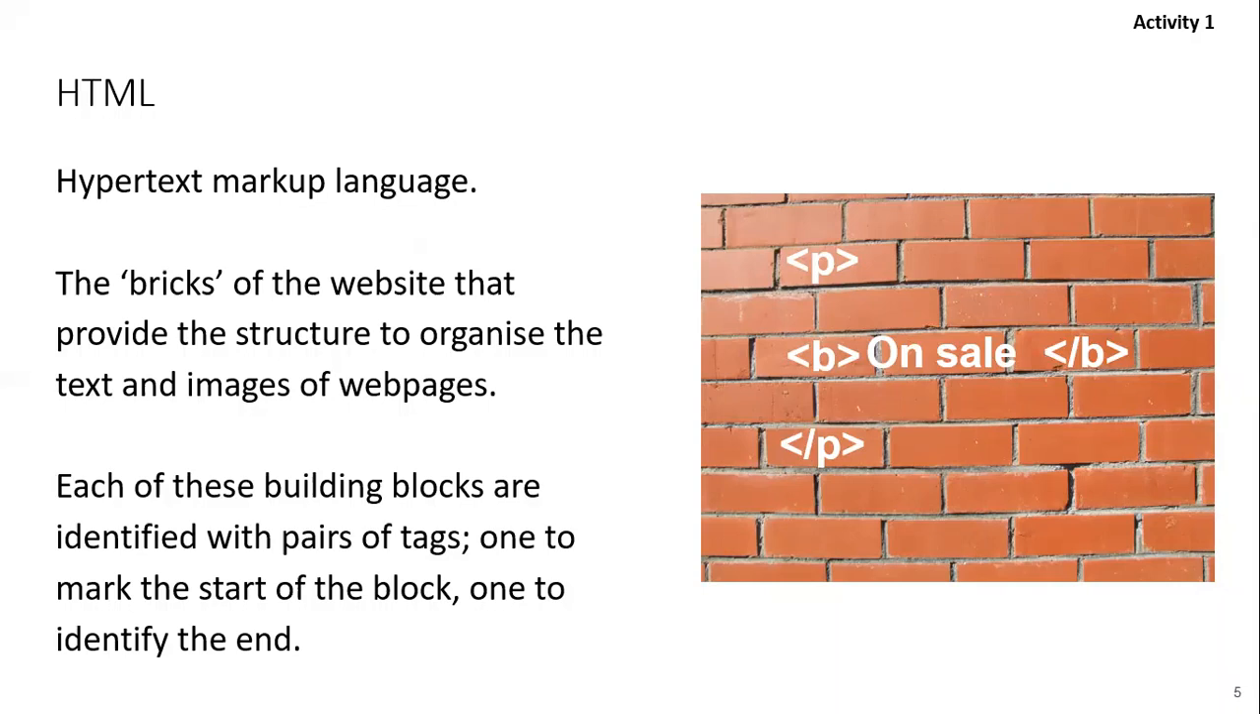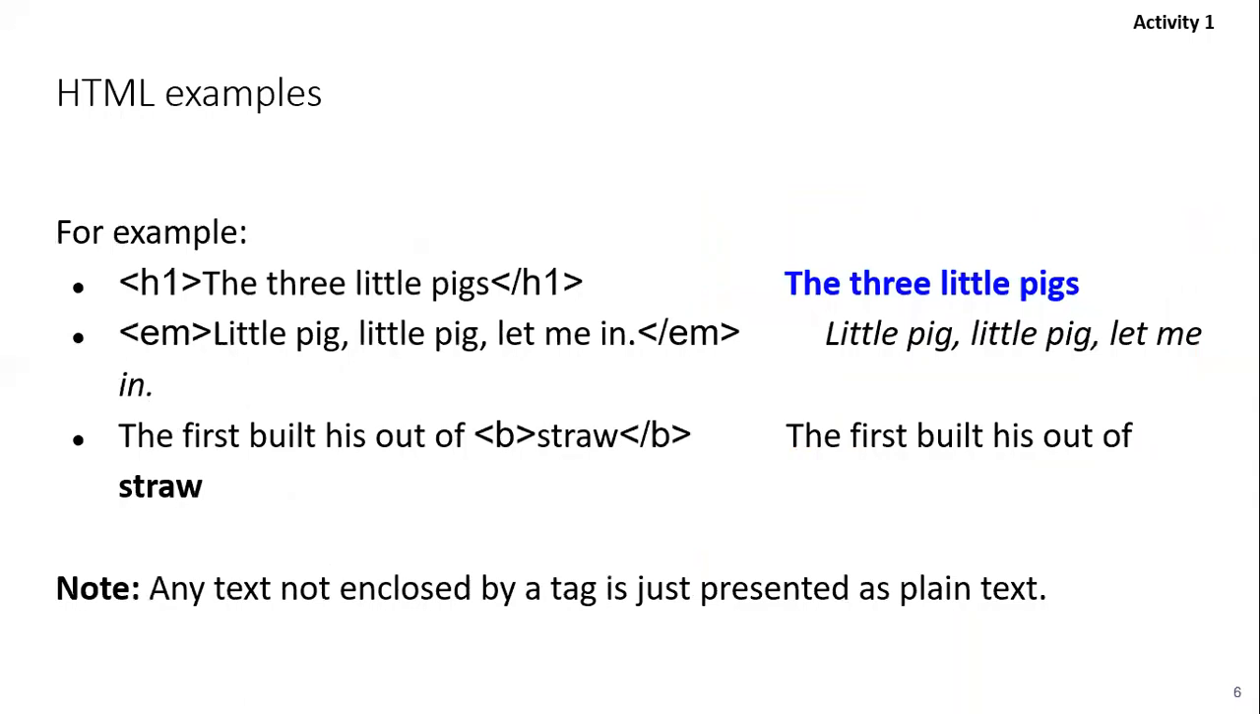Each of these building blocks is identified with pairs of tags. So you have one to start the block. In this case, we have a P, which means paragraph, and then the P ends with a little slash there. So there's a pair there. And then, for example, here there's a B, which means "on sale" is going to be emboldened, and then the slash B means that the bold bit of the text will end at the end of the words "on sale" and the space there. Much more on this in the next few minutes.